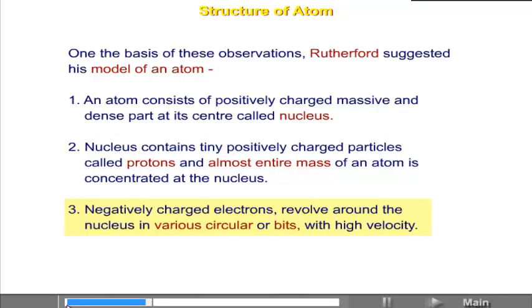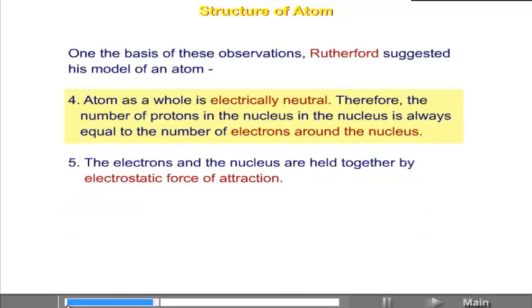Third one, negatively charged electrons revolve around the nucleus in various circular orbits with high velocity. Fourth one, the atom as a whole is electrically neutral. Therefore, the number of protons in the nucleus is always equal to the number of electrons around the nucleus. Fifth one, the electrons and the nucleus are held together by an electrostatic force of attraction.